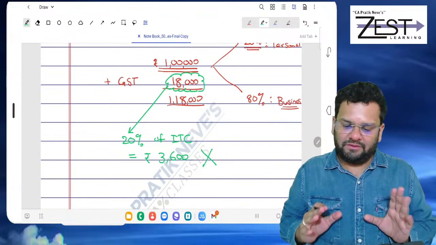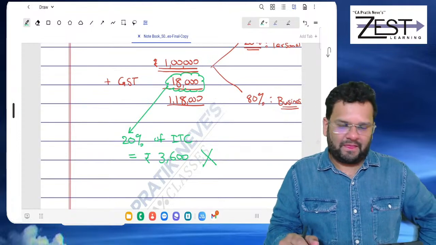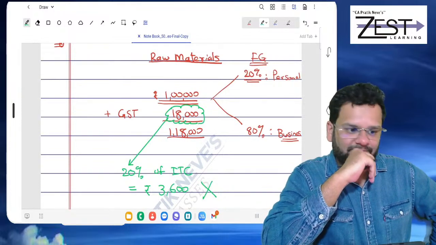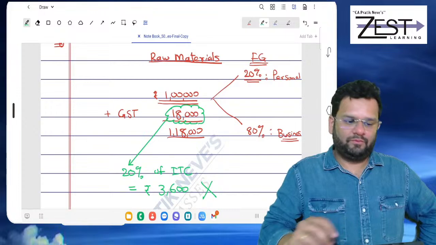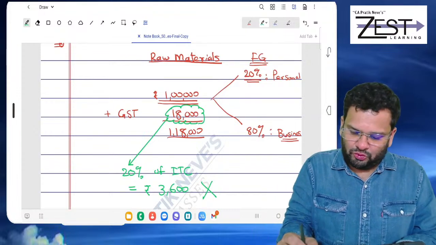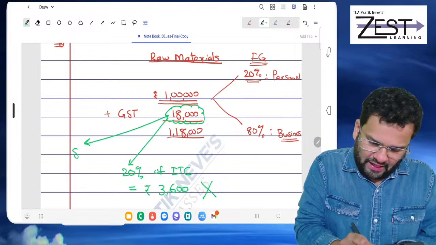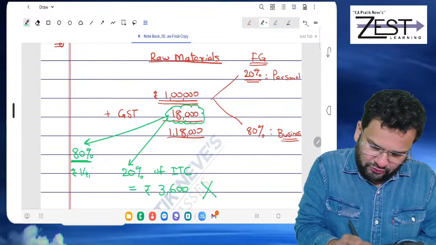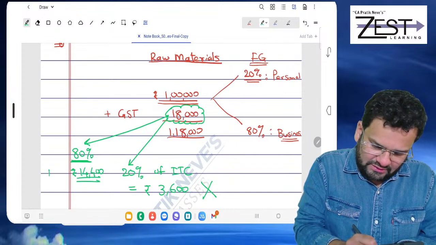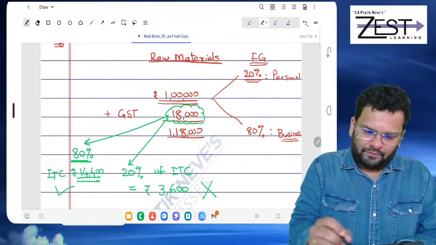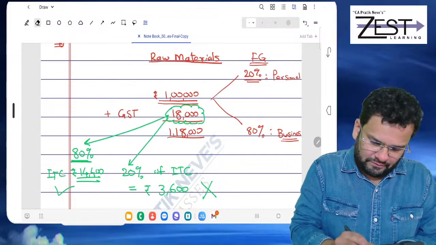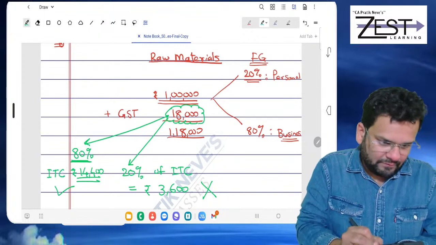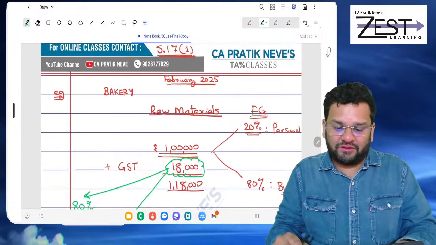Do you agree with me? Just confirm. Have you understood this? And of course, to the extent of 80%, ITC will be allowed, that is 14,400. ITC will be allowed. Is it clear to you? Yes, absolutely. So this is your 17(1).